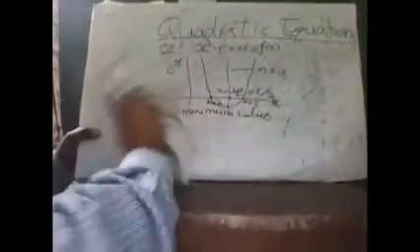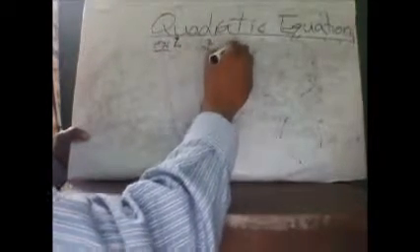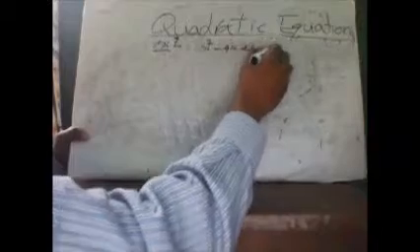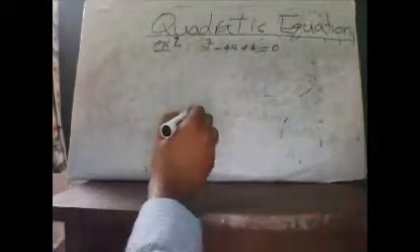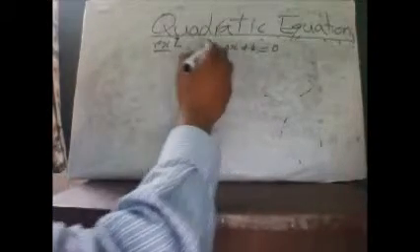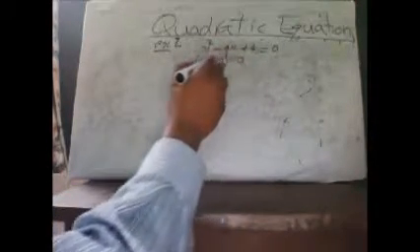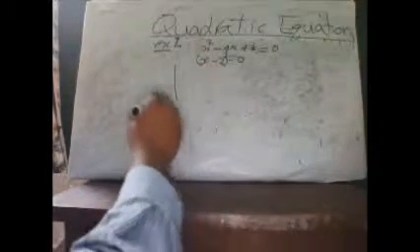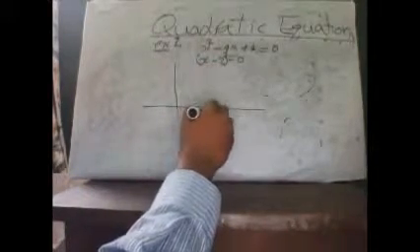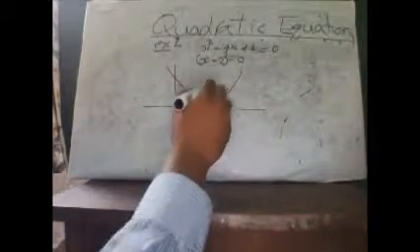Now the second example is x square minus 4x plus 4 is equal to 0. As you can see, its only root is x is equal to 2. To draw this parabola, we know that it would touch the x-axis at one point, and that would be x is equal to 2. So this would be our solution.